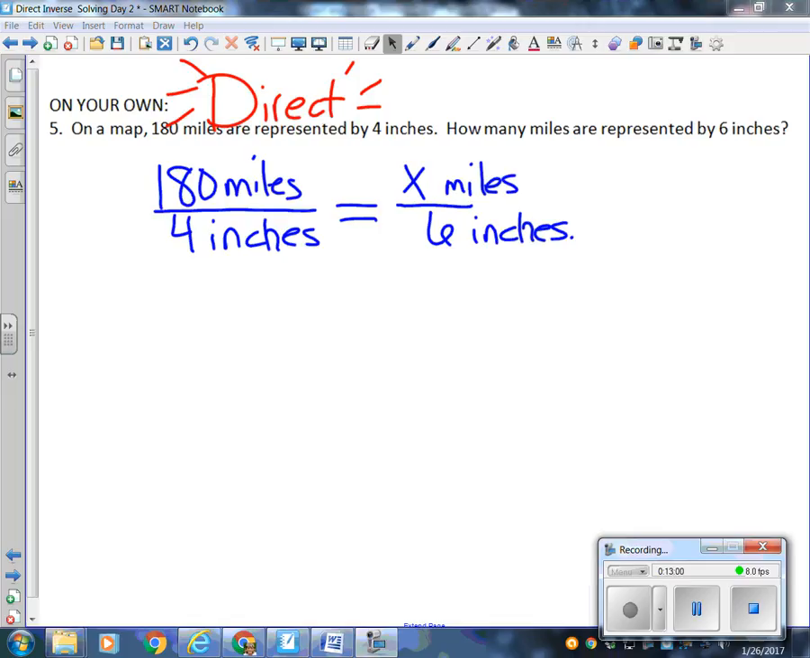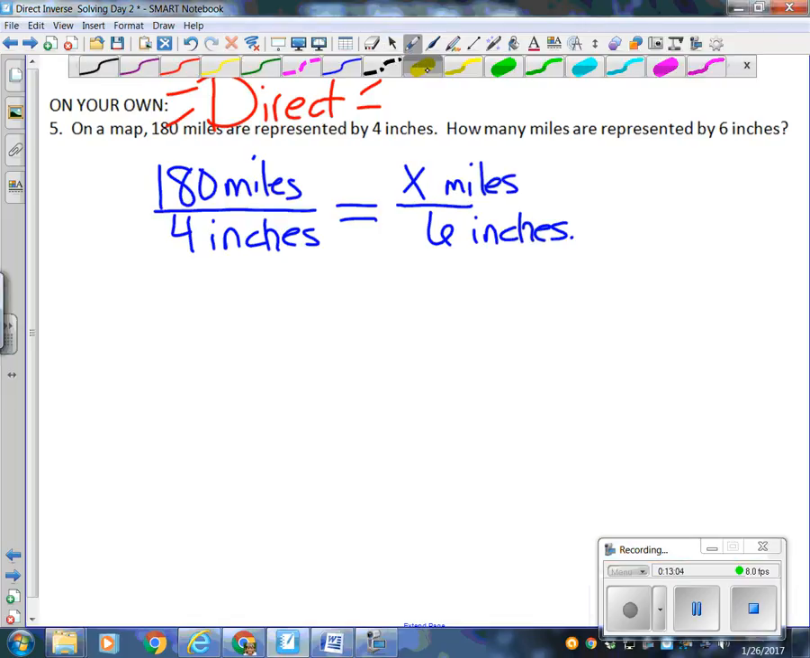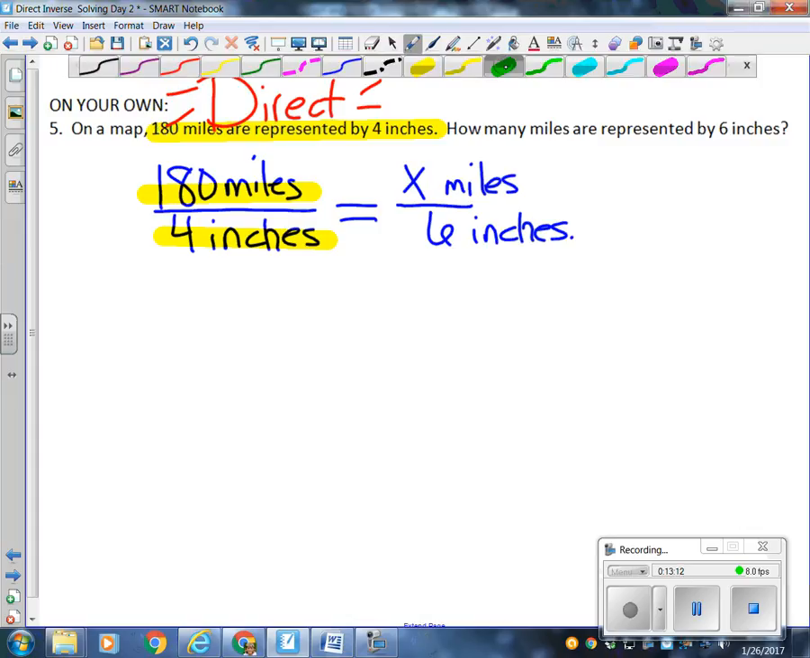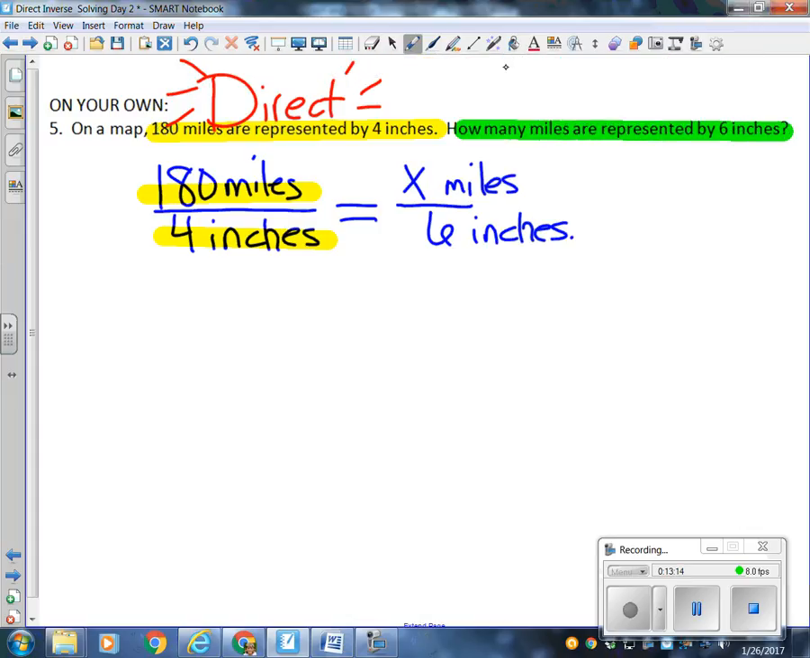So this is direct. I simply went with what I saw first. I saw 180 miles represents 4 inches. So I did 180 miles over 4 inches. Then the next part says how many miles are represented by 6 inches. I have miles over inches, miles over inches. Here's my x. So I can abbreviate this: 180 over 4 is equal to x over 6.